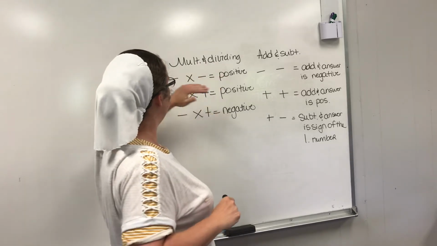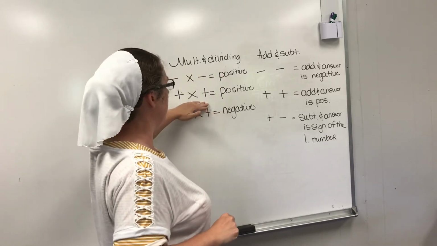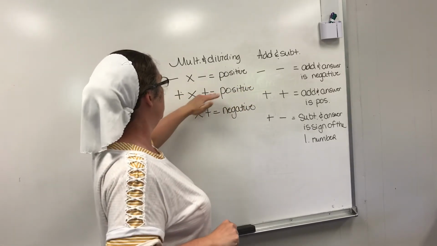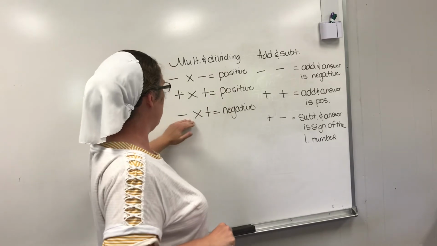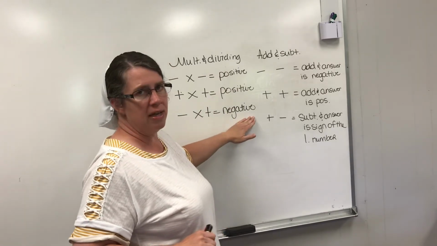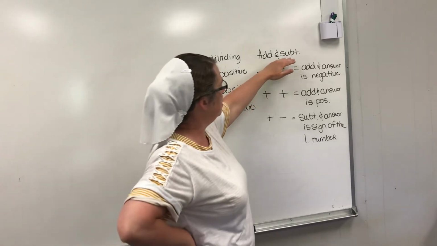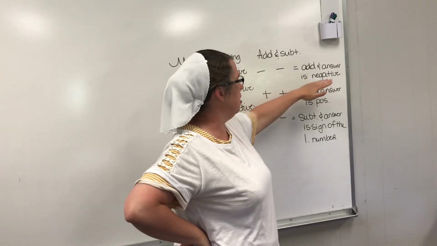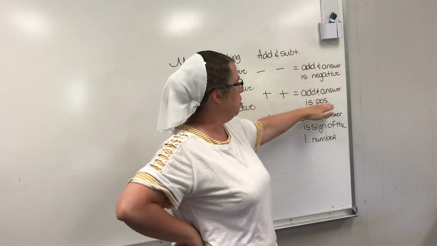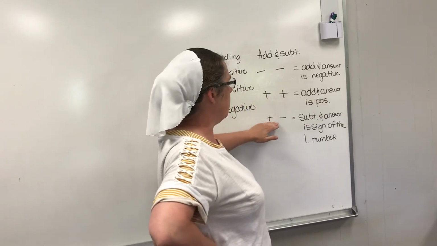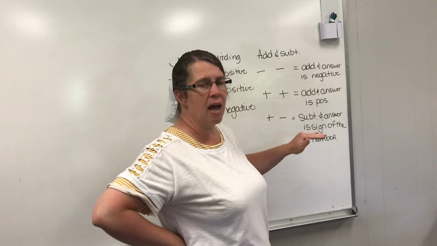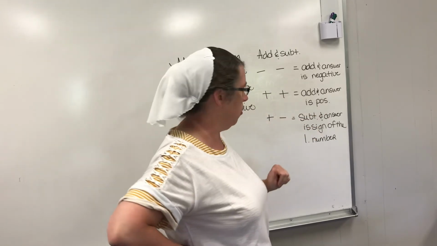Multiplying and dividing, if you multiply two negatives or two positives, your answer is always a positive. If your signs are the same, your answer is always positive. If they are unlike, your answer is a negative. When you're adding and subtracting, if you're adding two negatives, your answer is negative. If you're adding two positives, your answer is positive. When you have a positive and a negative, you subtract, and the answer is the sign of the larger number.